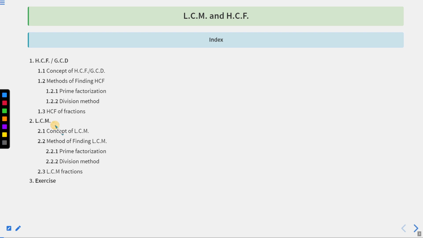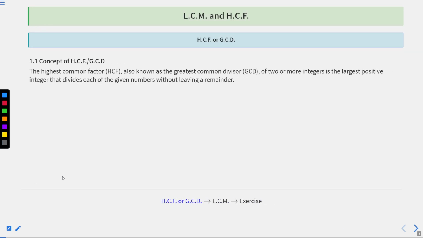And in the second section, we are going to study LCM and how we find LCM. So we will see two methods to find LCM. The first one is prime factorization and the second one is the division method. And third, we will see LCM of fractions. So at last, in the third section, we will solve some problems based on whatever we study in sections 1 and 2. So let us get started with HCF, also called GCD.